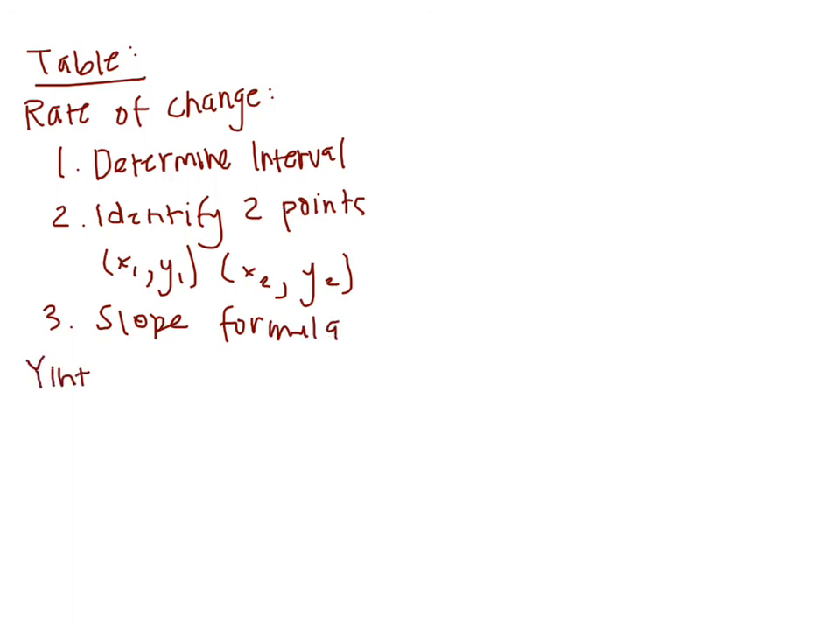Y-intercept is also a pretty quick one on a table. For the y-intercept, you need to identify the coordinate that represents the y-intercept. So that means you have to find the coordinate on your table that has an x value of 0, and then whatever y value is with that is going to be your y-intercept.